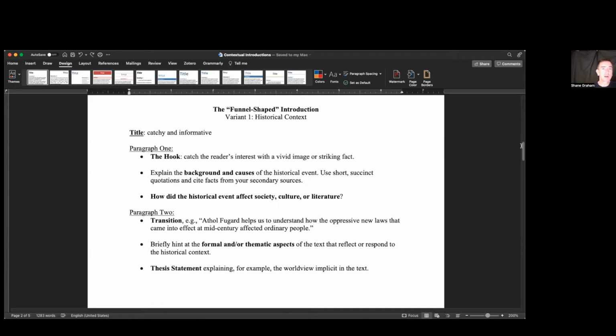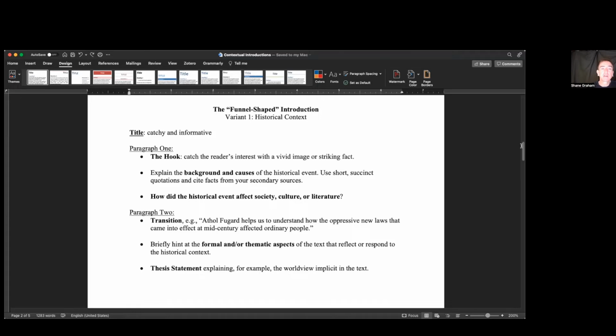The first variant is what I'm calling the historical contextualizing introduction. Start again with a title that's both catchy, catches the reader's attention, but also informative, tells them what you're going to write about. And then in your first paragraph, instead of diving immediately into the text, what I'm suggesting is that you start with a hook that catches the reader's interest with a vivid image or a striking fact that in this case might be some fact about the time period that the author wrote in, or the time period in which the literary text is set.